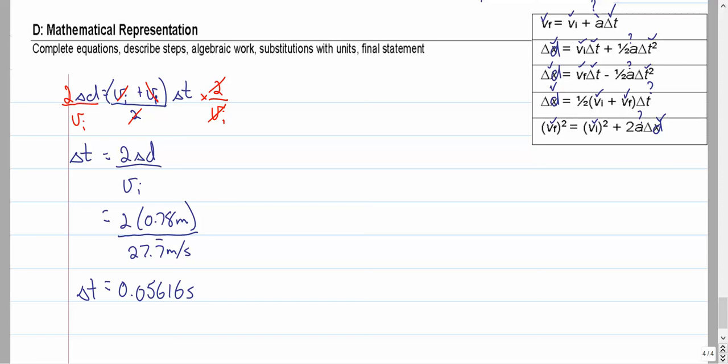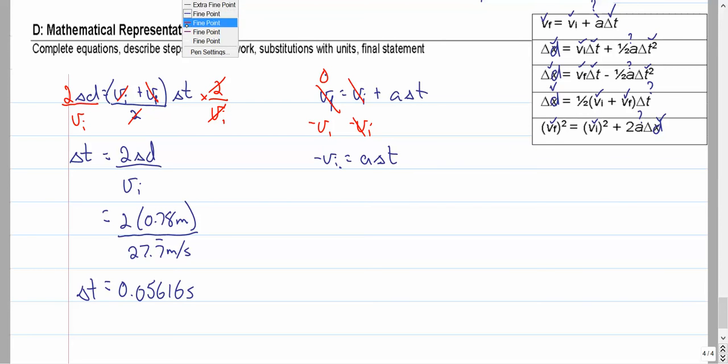So why don't I do the simplest one? I'm going to say that VF equals VI plus A delta T. Again, my final velocity is going to be 0. So if I subtract my VI from this side, and subtract it from the other side, that becomes 0, and that becomes negative VI. Negative VI is equal to A delta T.